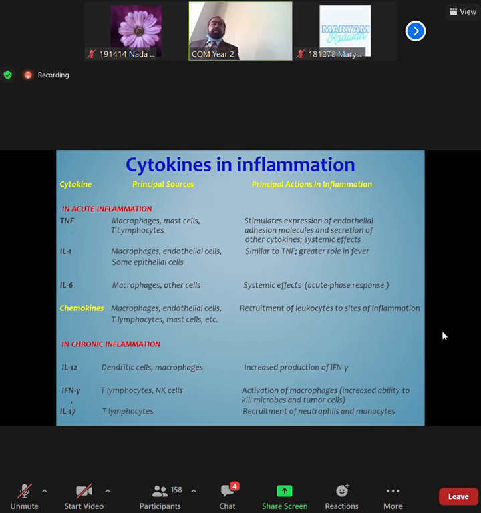Then in chronic inflammation, IL-12 is secreted by dendritic cells and macrophages. It causes increased production of interferon gamma. And you know interferon gamma is secreted by T lymphocytes and natural killer cells. The function of interferon gamma is activation of macrophages. Normally, macrophages are not that active in killing a strong bacterium like tuberculosis. So interferon gamma turns these macrophages into epithelioid cells.